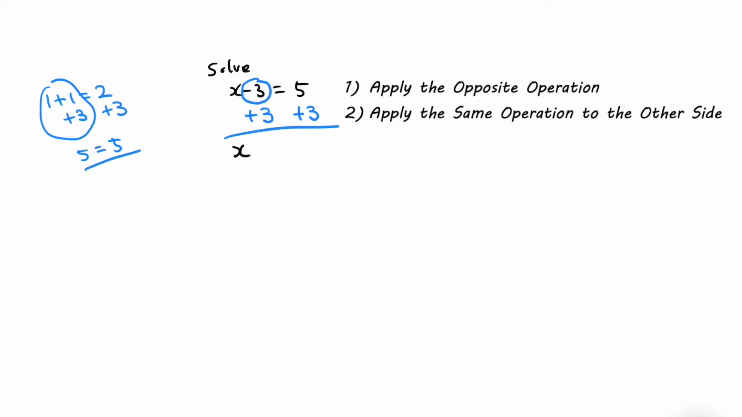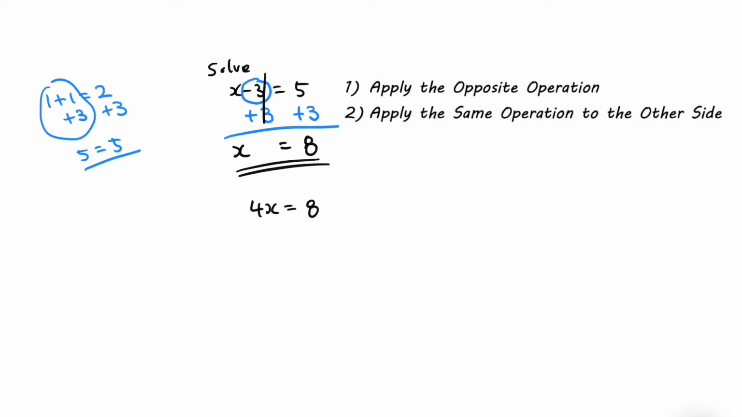X comes down, minus 3 and plus 3, they cancel each other out, equals 5 plus 3 is 8. And that's our final answer. Let's solve our second question. 4x is equal to 8.